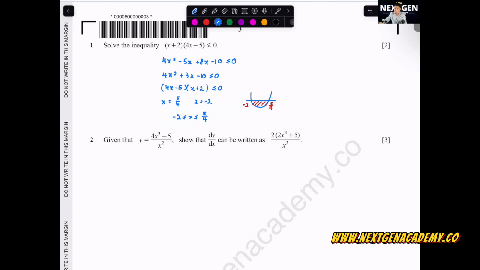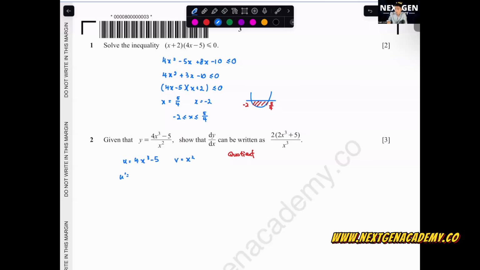Given that y equals (4x cubed minus 5) over x squared, show that dy over dx can be written into this form. First thing is, what rule do we use here? A function divided by a function, so this is the quotient rule. We write here, quotient rule. u is 4x cubed minus 5, v is x squared.